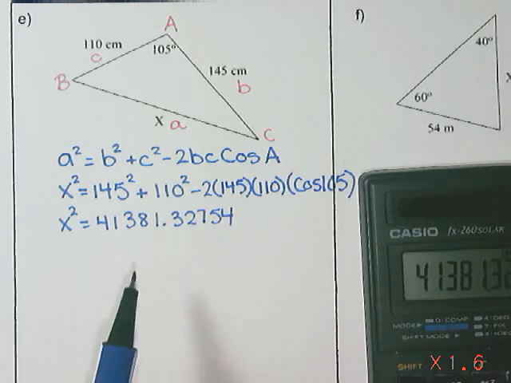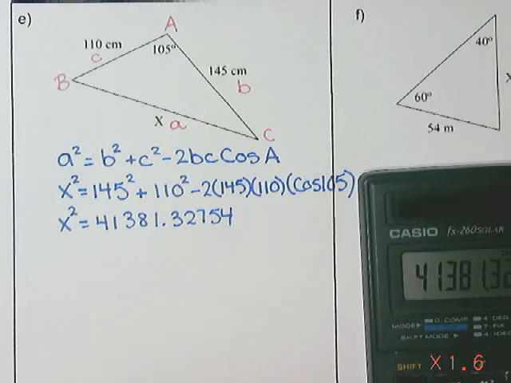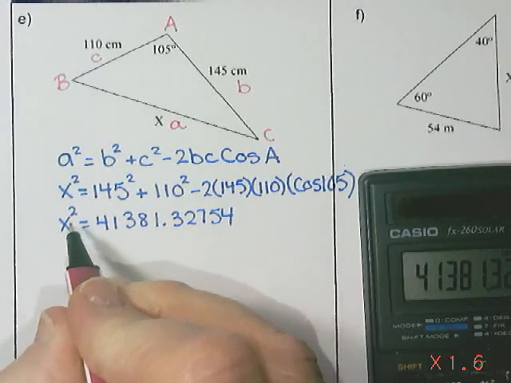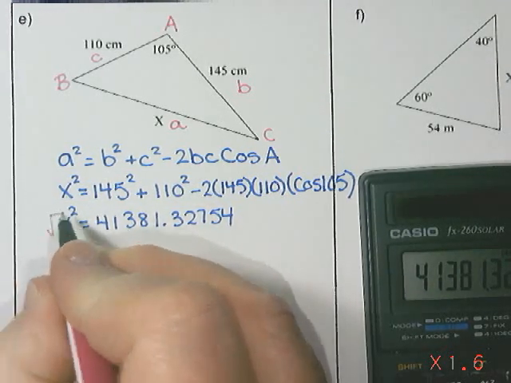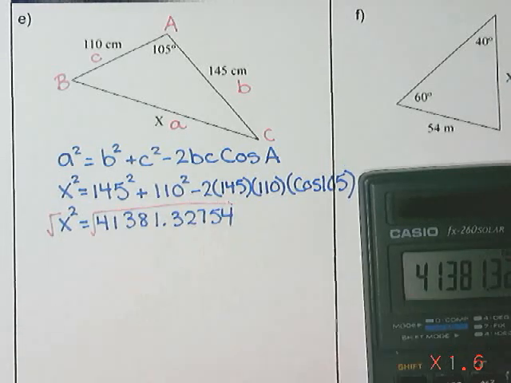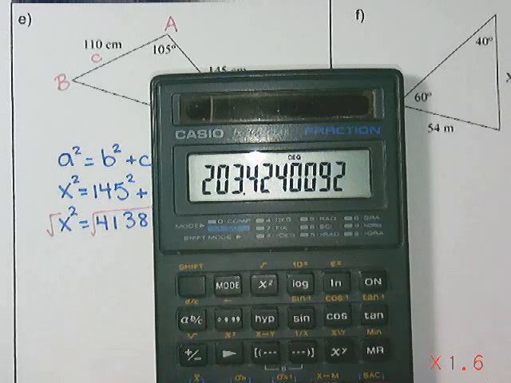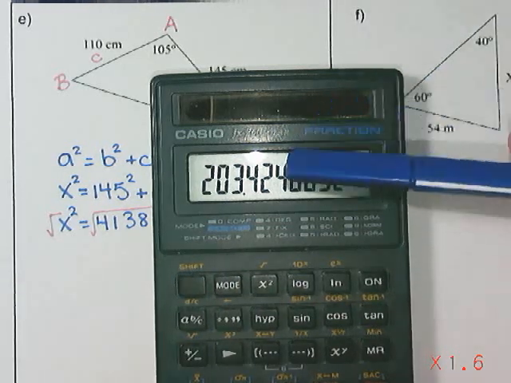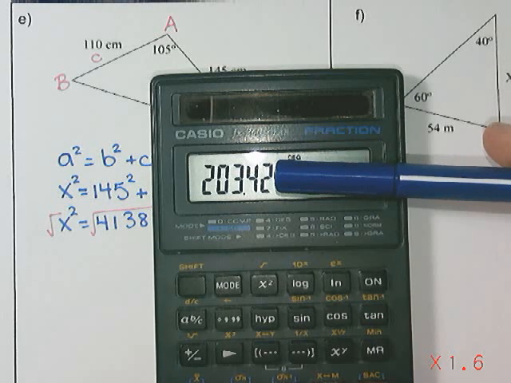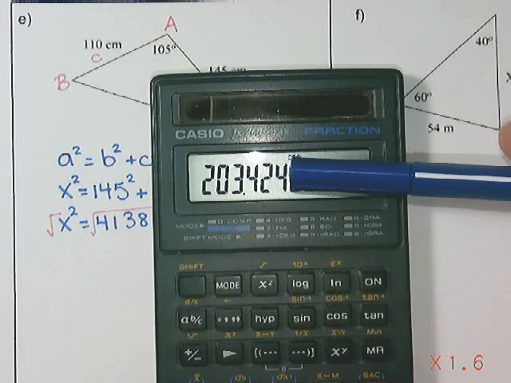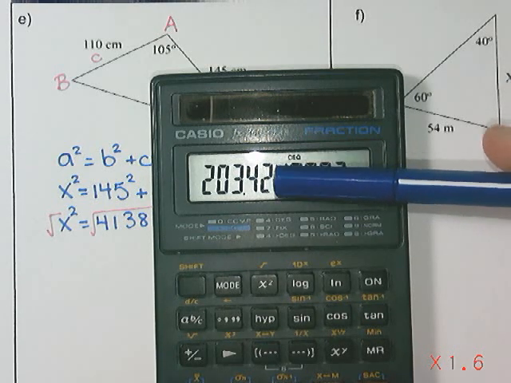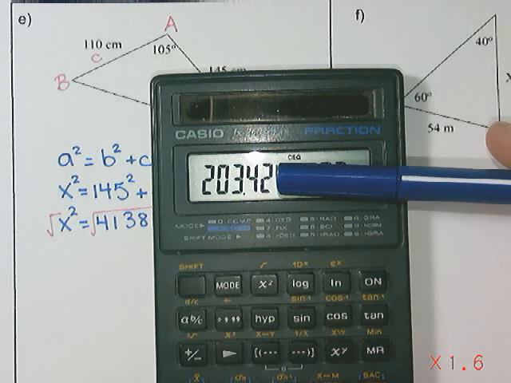Now to get my final answer, I just need to find a way to cancel out that square on the x, and I'm going to do that by taking the square root. So I am going to square root this number, and I get 203.42 if I round to 2 decimal places. The next digit is a 4, so that's going to stay 203.42.